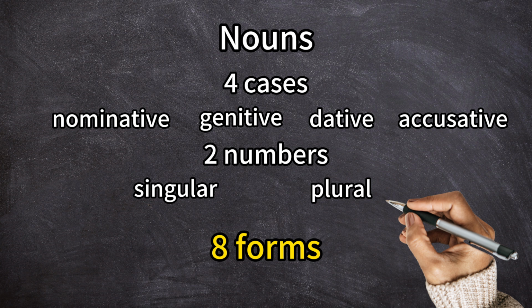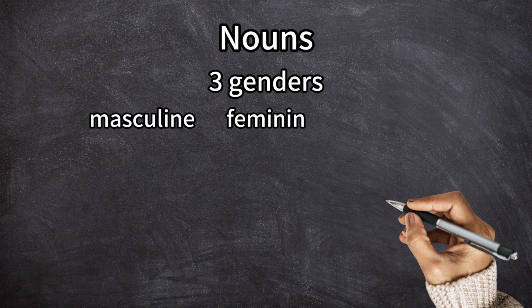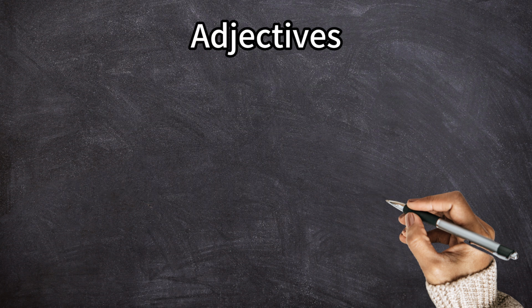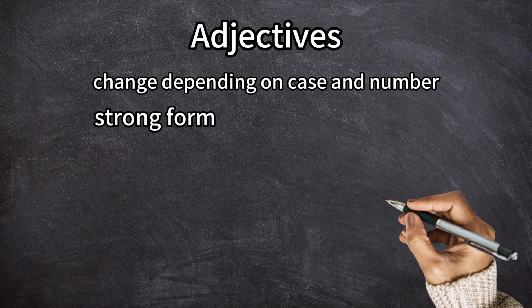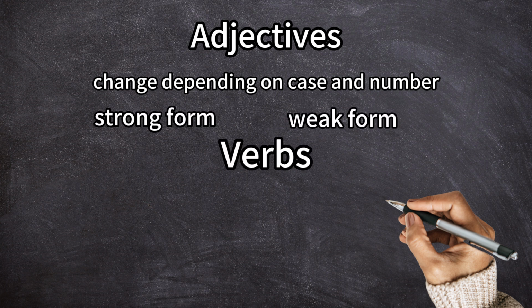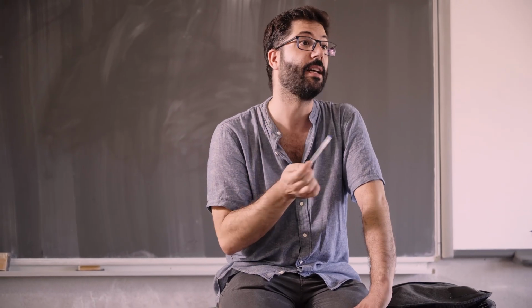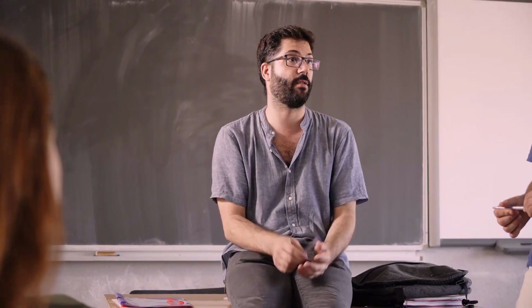On top of that, nouns had 3 genders: masculine, feminine, and neuter. But these didn't always match natural gender. For example, the word for woman, wifman, was actually masculine. Adjectives also changed depending on case and number and had both strong and weak forms. Verbs had only 2 tenses, present and past, but their conjugation patterns were complex. Still, many everyday words we use today, like be, strong, or water, come directly from Old English. Modern English speakers would need to study Old English as a foreign language in order to understand it.